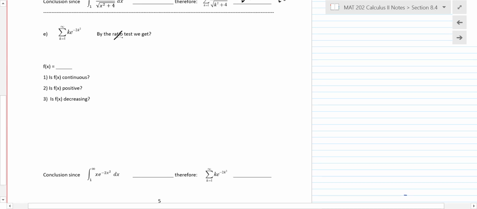So again, with the divergence test, if we go ahead and do the divergence test on this one, what we're going to do is the limit as k goes to infinity of the sequence, which is k e to the negative 2k squared. So if we look at this, this would end up being the limit as k goes to infinity of k, and I'm going to write that exponent as positive. Since that's a negative exponent, I could write this as k over e to the 2k squared power. All right, so we got that.